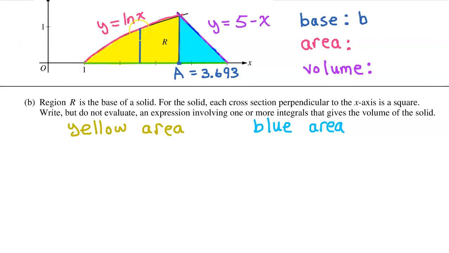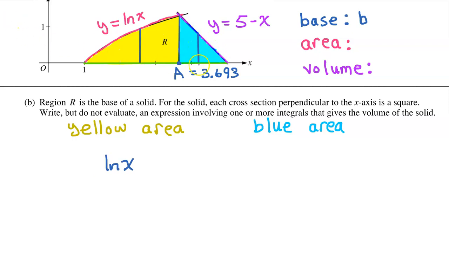A random slice perpendicular to the x-axis might look like this. Imagine that this blue segment represents the length of the base of this slice. This length can be found by subtracting the top function minus the bottom function. The top function is natural log x, and the bottom function is 0, and we don't really need to write the 0. So this is an expression for the length of the base of a single slice in the yellow area. How about the blue area?